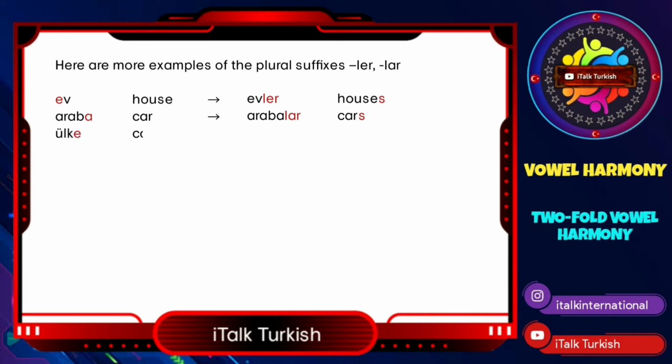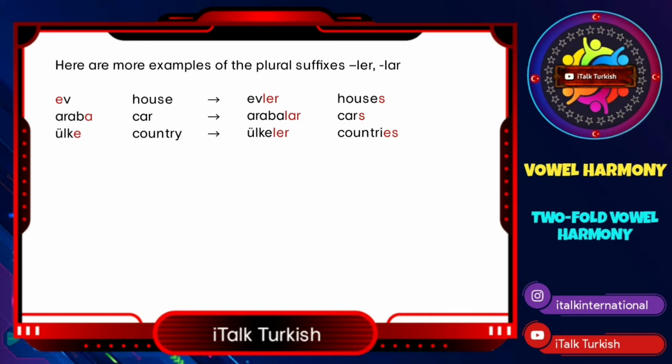Now, let's look at the word ülke. The last vowel of this word is e, isn't it? The last vowel of this word is a front vowel. That is to say, the last vowel of this word is one of e, i, ö, ü. That's why we will say ülkeler while making it plural. Do you understand? That's very easy.